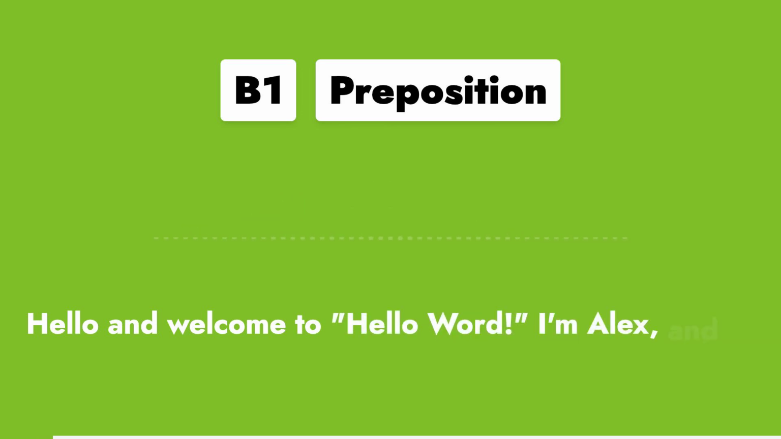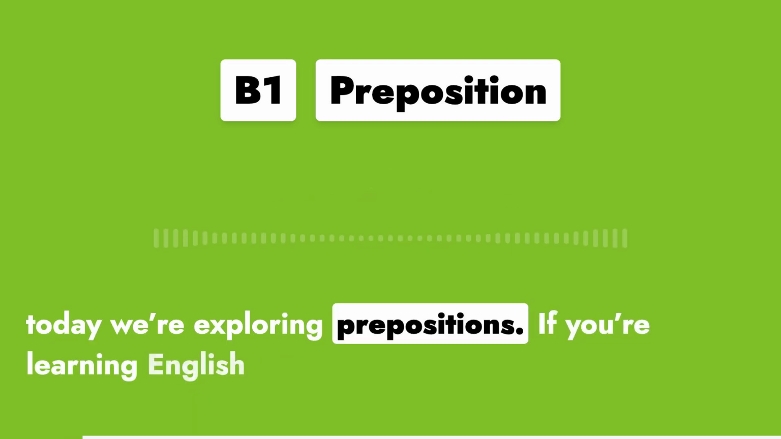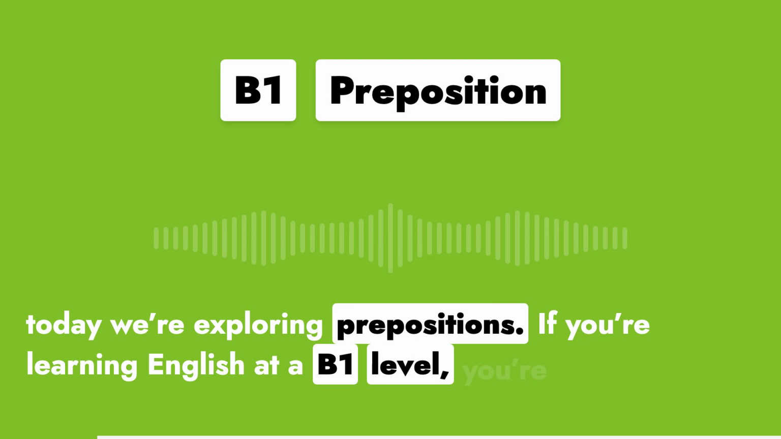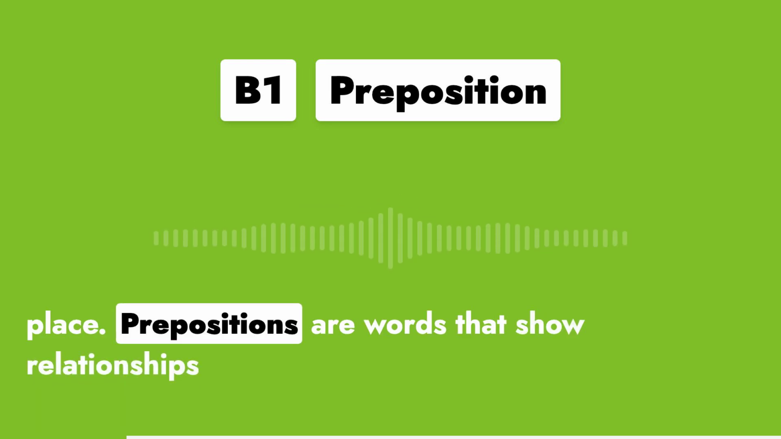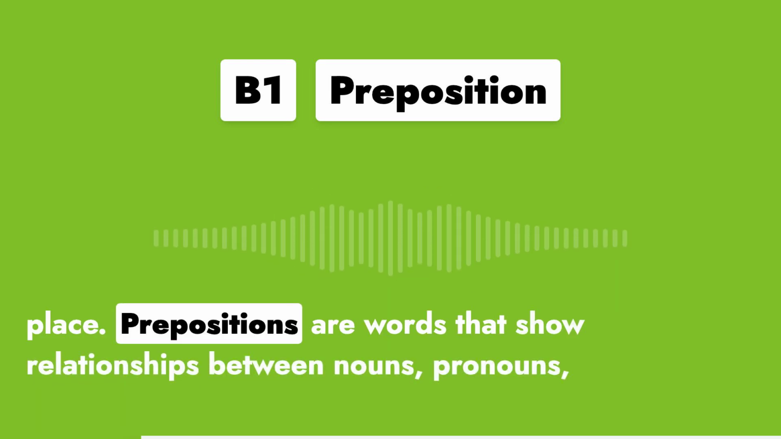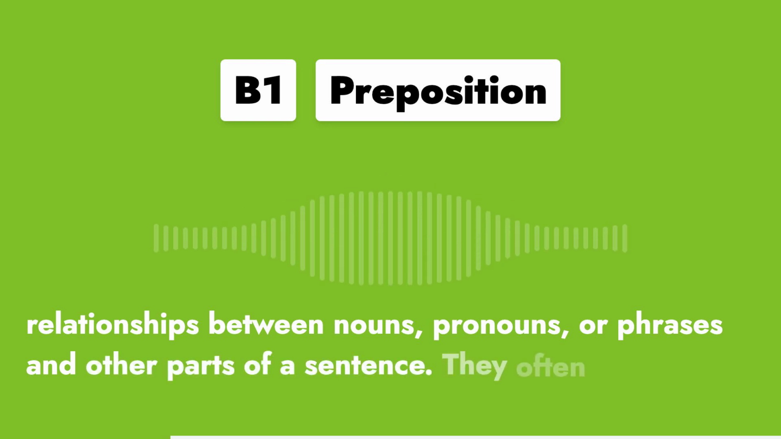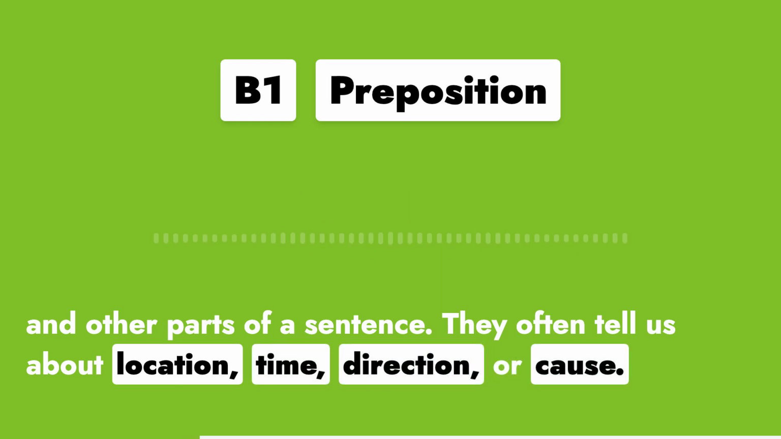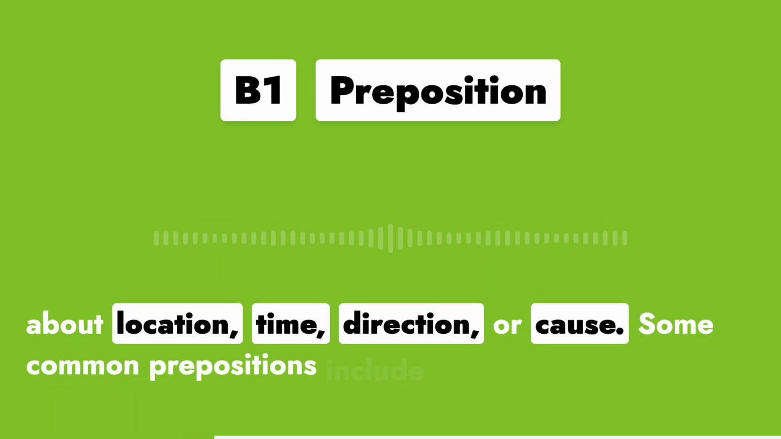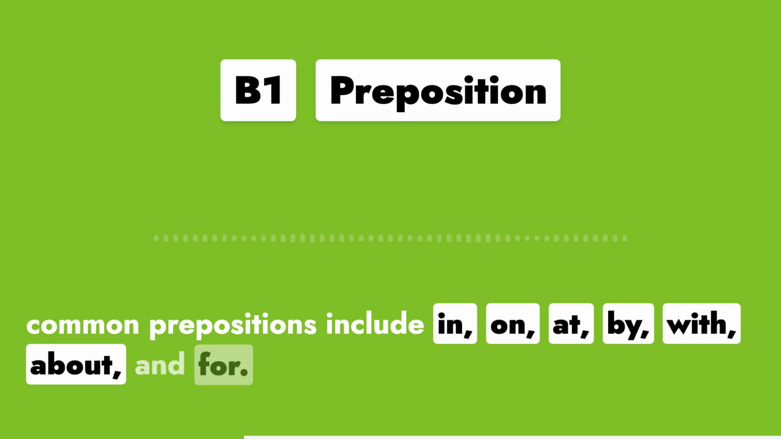I'm Alex, and today we're exploring prepositions. If you're learning English at A B1 level, you're in the right place. Prepositions are words that show relationships between nouns, pronouns, or phrases and other parts of a sentence. They often tell us about location, time, direction, or cause. Some common prepositions include in, on, at, by, with, about, and for.